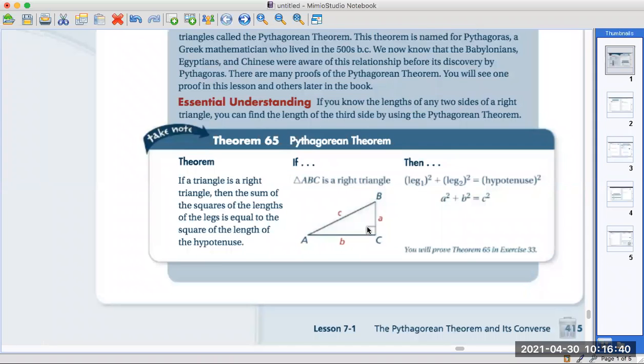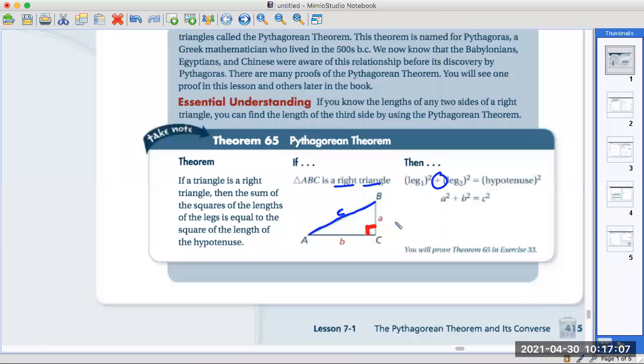In a right triangle, it has to be a right triangle. If it's not, then it doesn't work. So you want to make sure it's a right triangle. In a right triangle, the sum of the squares of the legs is equal to the square of the hypotenuse. The only thing that you have to remember is that the hypotenuse is the longest side. So that's the letter C.